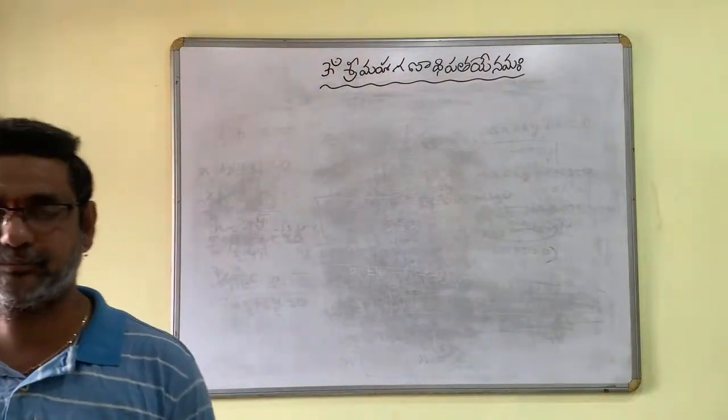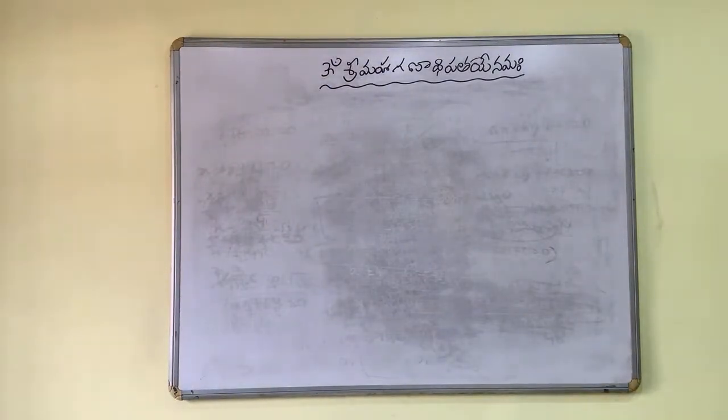Next one. The sum of reciprocals of Rahman's age 3 years ago and 5 years from now is 1 by 3. Good question.